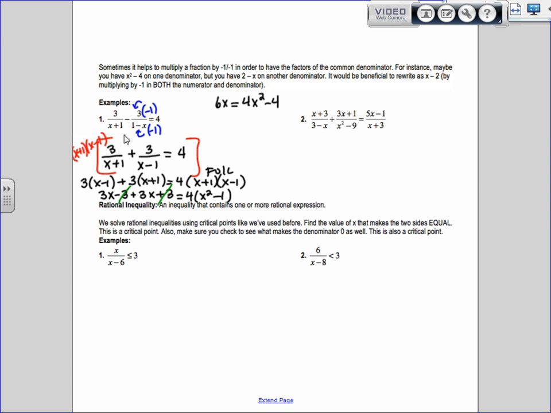If you have an x squared and you have an x term, you want to get everything on one side, set it equal to 0 so you can factor. So we're going to have 0 equals 4x squared minus 6x minus 4.